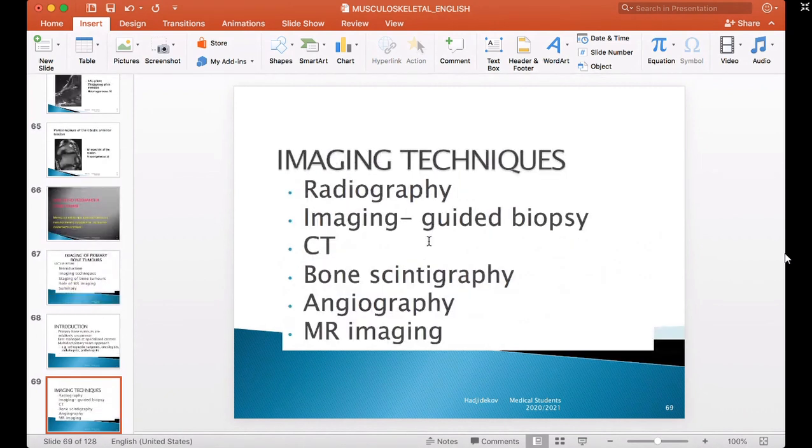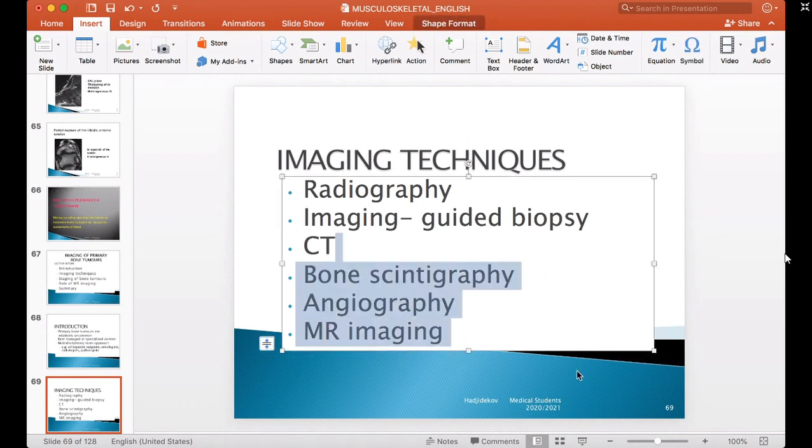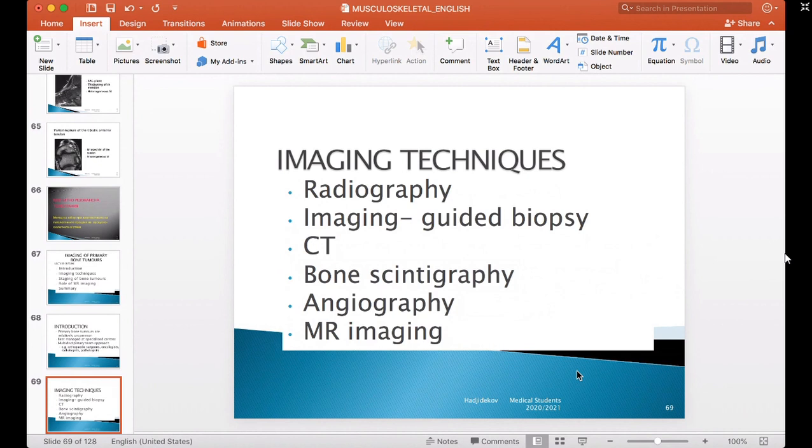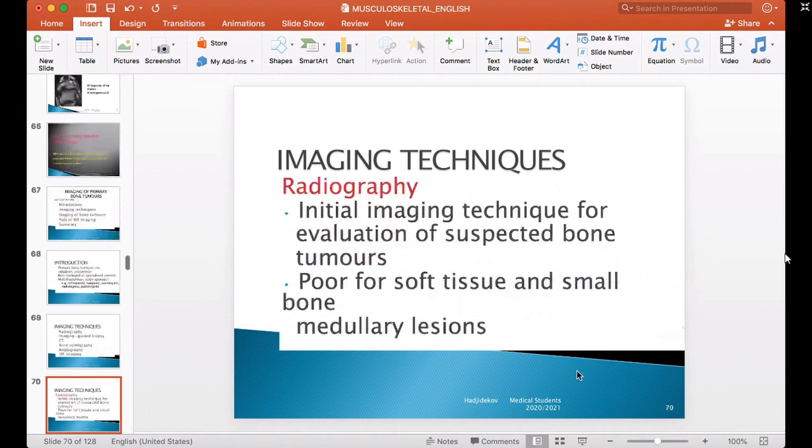The main imaging techniques are the same as you already know, every one of you. Radiography, and we can perform imaging-guided biopsy either under ultrasound control or under CT control. Of course, CT is very useful on some occasions, not only for trauma, but in some tumors. Bone scintigraphy and angiography can be used in some tumors. We will discuss the role of those imaging modalities. Probably the most appropriate method will be MRI imaging.